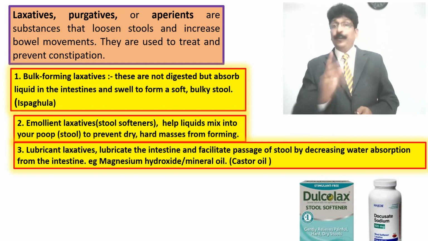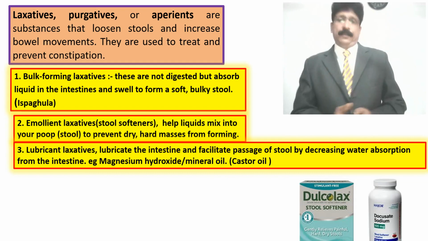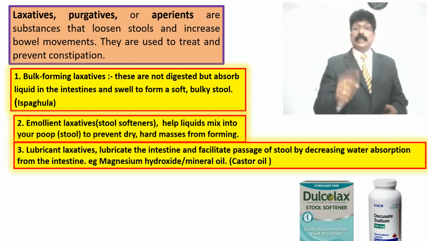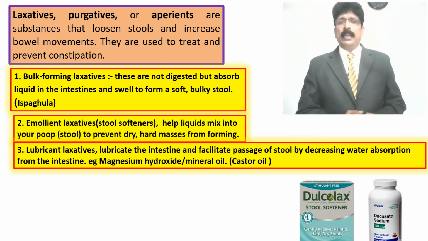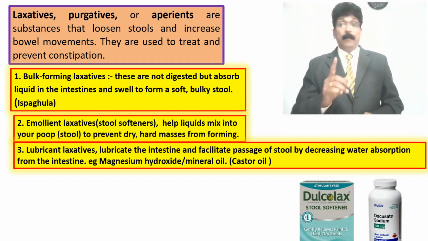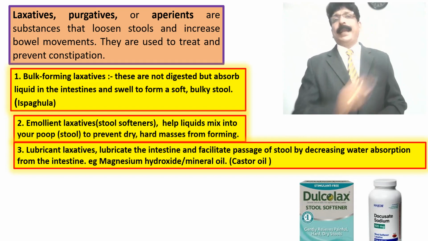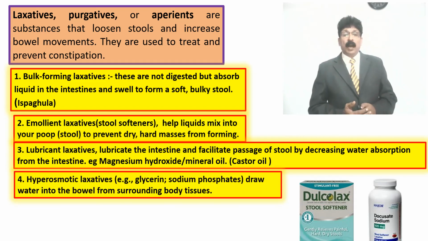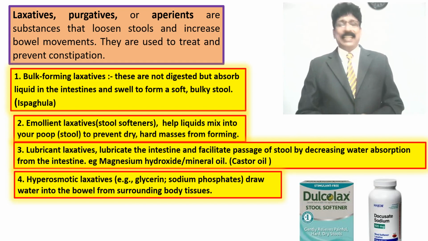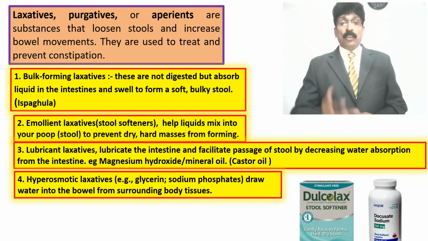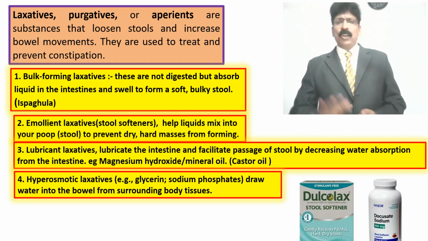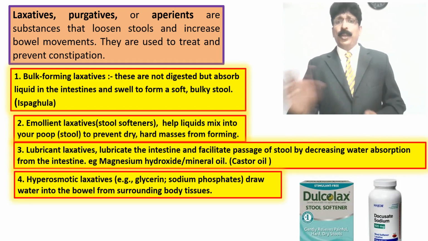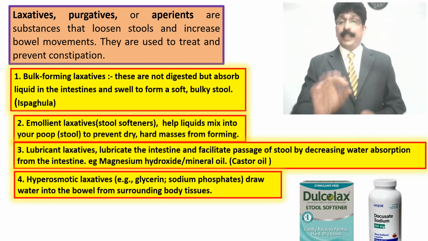So we are going to study castor oil. From the natural sources, castor oil is one example which we are studying according to the syllabus for diploma students. Castor oil, like mineral oil, is used as a lubricant laxative. The next, the 4th one, is hyperosmotic laxative. For this also we do not have any natural sources to give you in the syllabus, so we didn't take that one as an example.